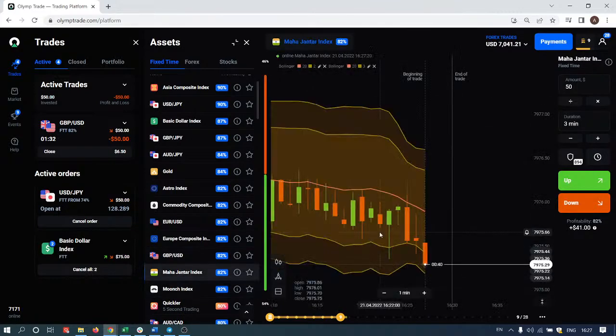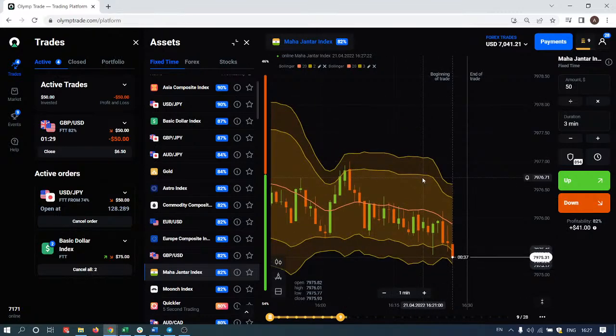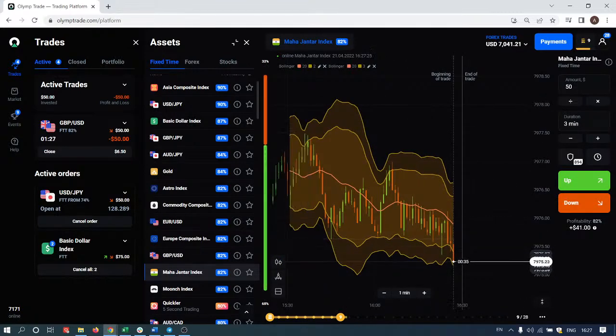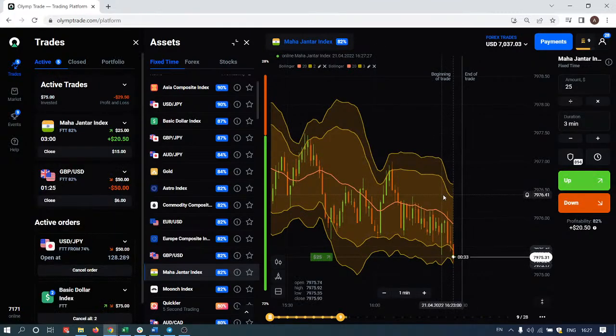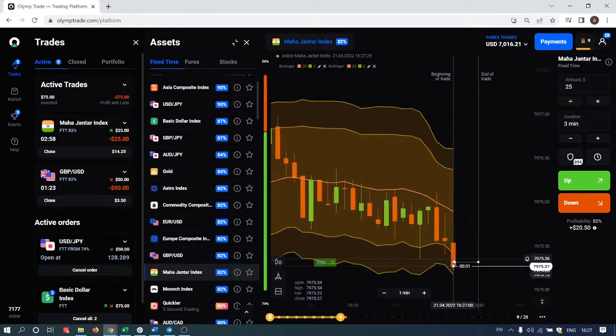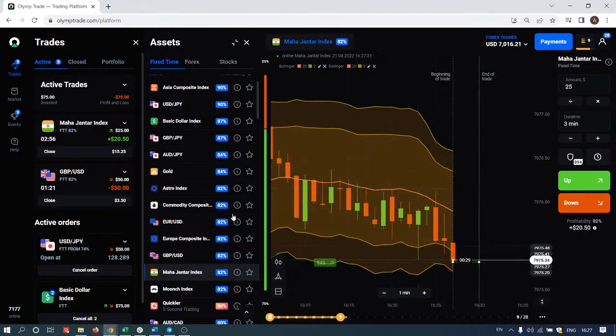Yeah, what about this Mahajantar index? So let's give it a try. This is a counter trending trade.